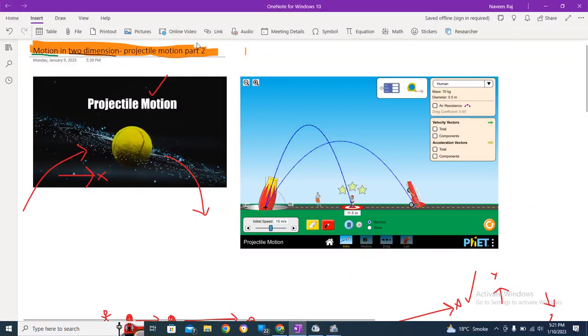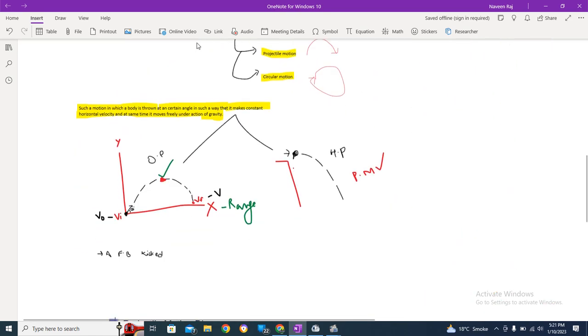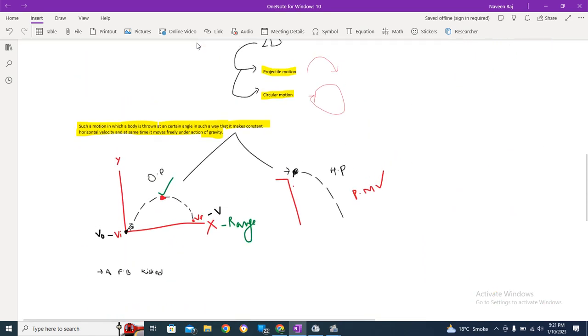In today's video, this is part 3 of projectile motion, and we'll be focusing on the formulas related to projectile motion and understanding the concept. In the previous videos we have learned a lot. If you haven't checked out the previous two parts, part 1 and part 2, do check them out to learn about motion in 2 dimensions and the projectile motion basics.